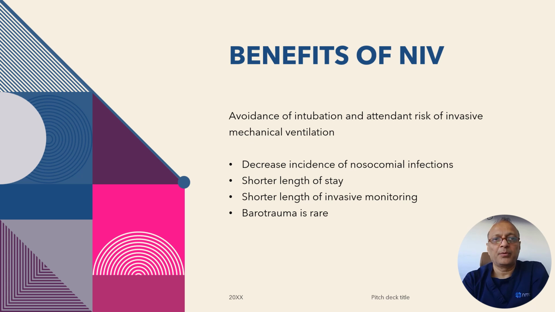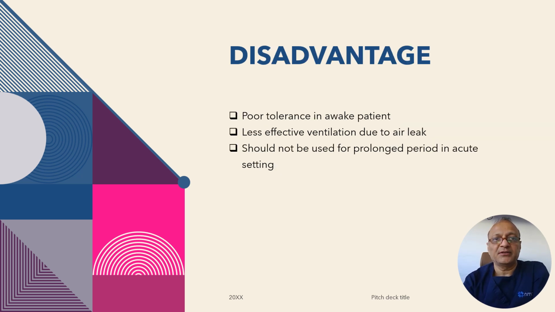The risks of invasive mechanical ventilation become the benefits of non-invasive ventilation. As there is no invasive device, there is less incidence of nosocomial infections and barotrauma is rare, leading to shorter length of ICU or hospital stay. Disadvantages of NIV include poor tolerance in awake patients, and due to air leak, ventilation with NIV may be less effective, and it should not be used for prolonged periods in the acute setting.